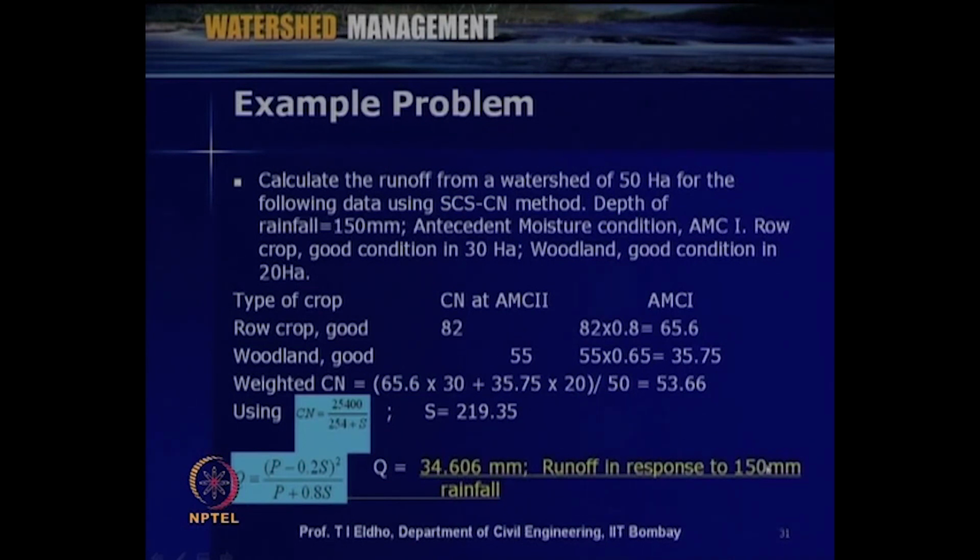So, here the rainfall is 150 mm, and the corresponding runoff for the watershed will be 34.606 millimeter. Like this, we can solve various types of problems.